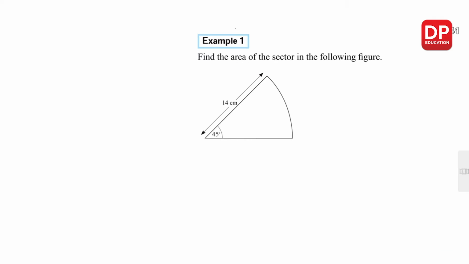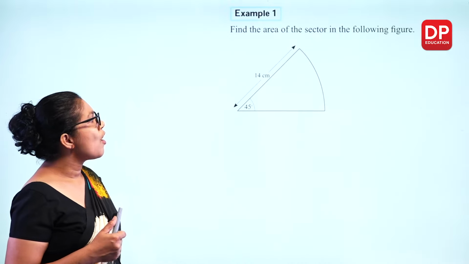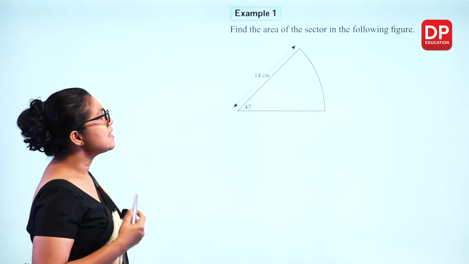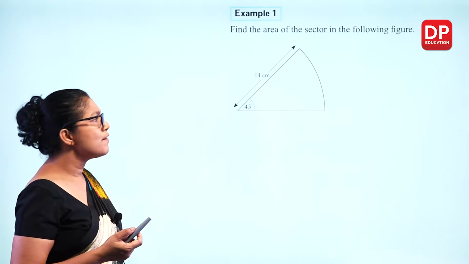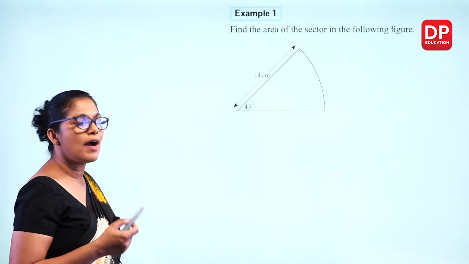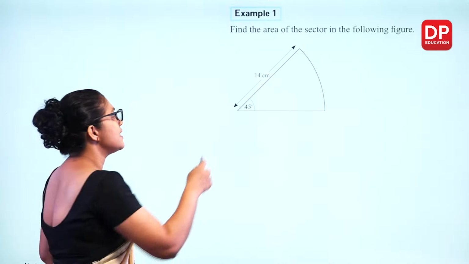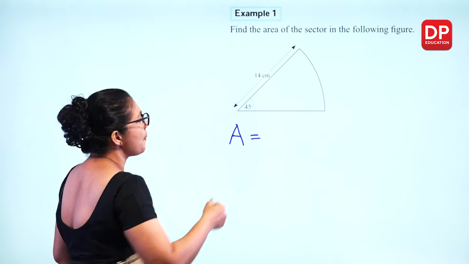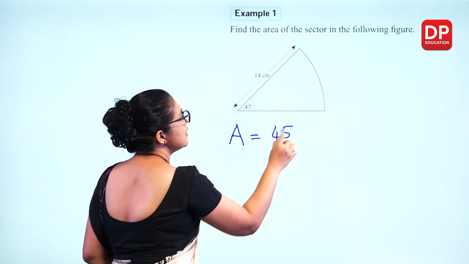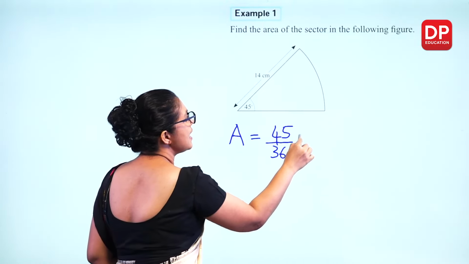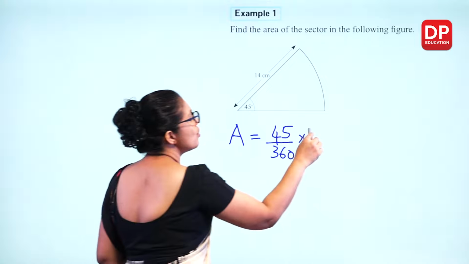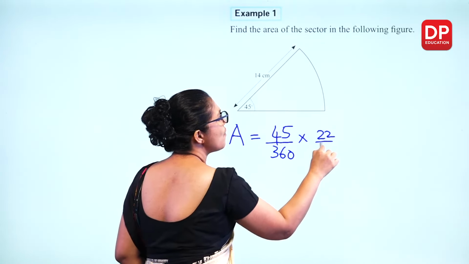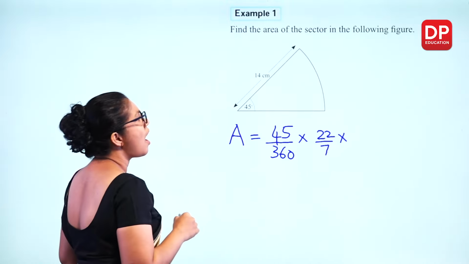Example 1 in your textbook is related to the area of the sector. So this is a sector. The angle at the center is 45 and the radius is given as 14 centimeters. You are asked to find the area of the sector. So how can we find the area of the sector? What's the formula? Angle divided by 360 into pi r squared. Pi you can take as 22 over 7, into r squared.